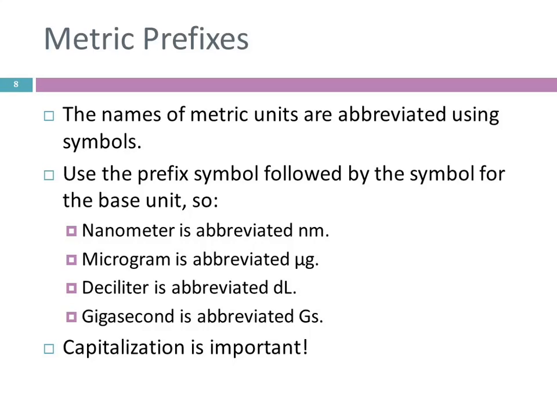So we just looked at the table. They have symbols, and so we just put the prefix in front of the unit, so nanometer. And the abbreviation for that is the symbol for the prefix. Nano is n, m for meter. Microgram is mu g for microgram. This is deciliter, gigasecond. The capitalization is important. A millimeter and a megameter are not the same thing. So we have to be careful with our capital letters.